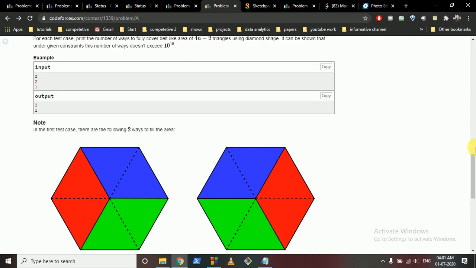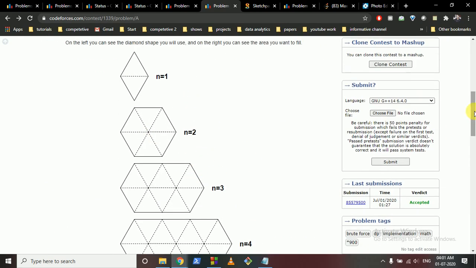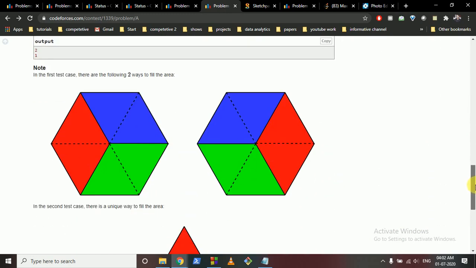This is the second diamond belt. If there is one diamond belt, there is only one way. You can assume that you have a large number of diamond cuttings with you, and you have to form this figure. You can place one diamond like this, one diamond like this, one diamond like this, and this figure will form.